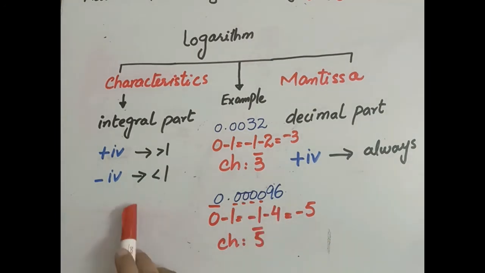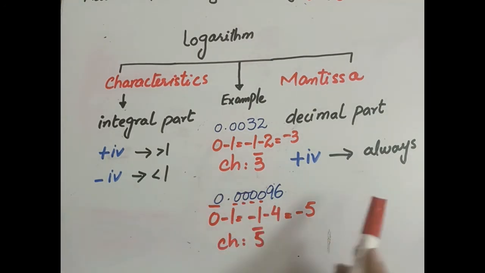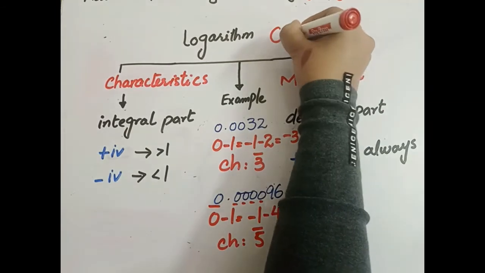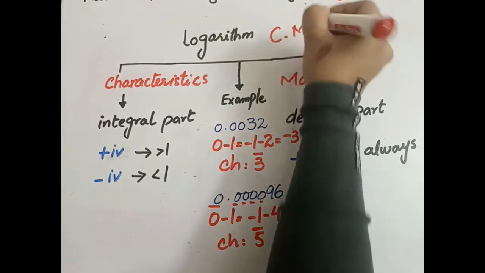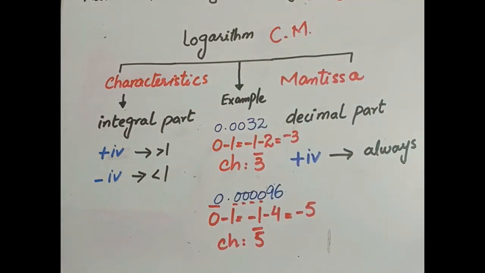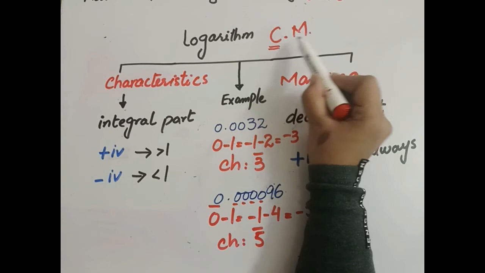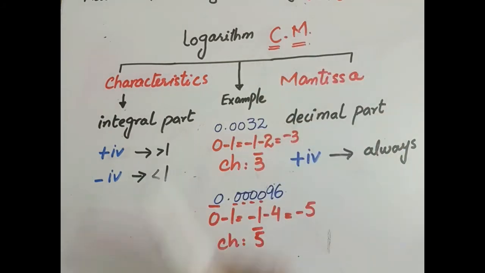So we have learned how to find characteristic. Now we will see how to find the mantissa. Actually, log is the combination of characteristic and mantissa. C dot m, it has two parts. One is characteristic and the other one is mantissa. The characteristic we write before the point and the mantissa we write after the point. So we have learned how to find characteristic. Now we will see how to find the mantissa.